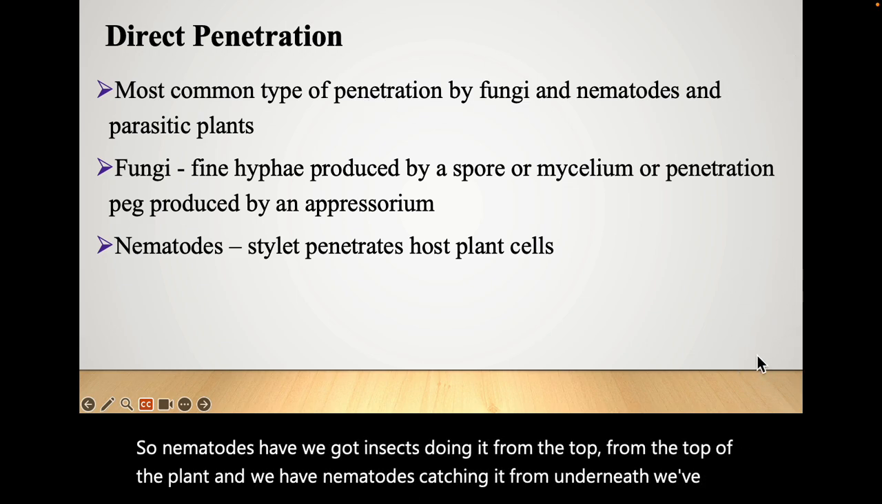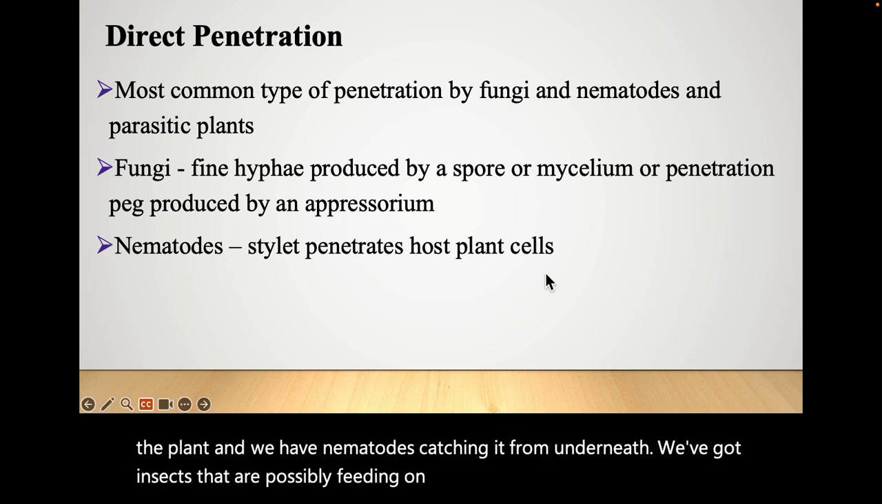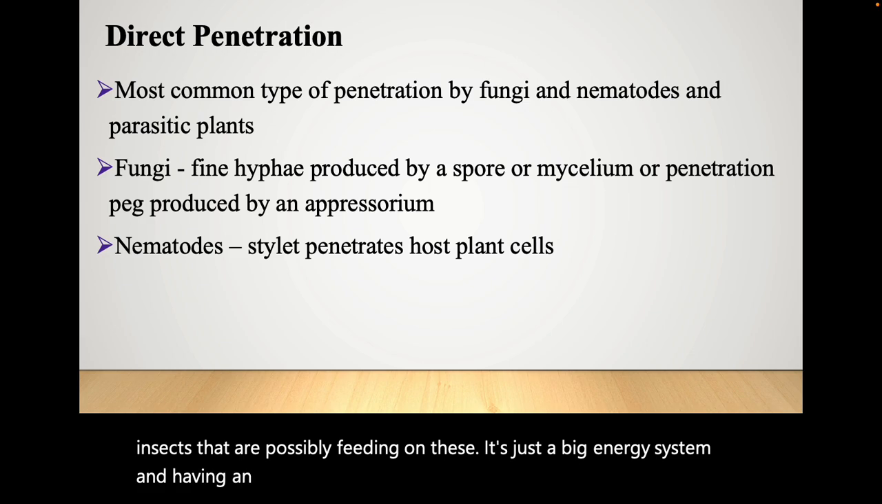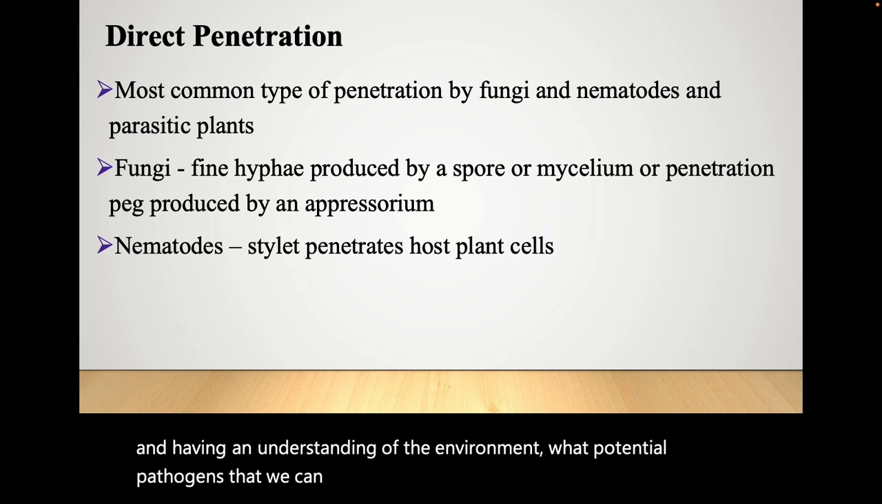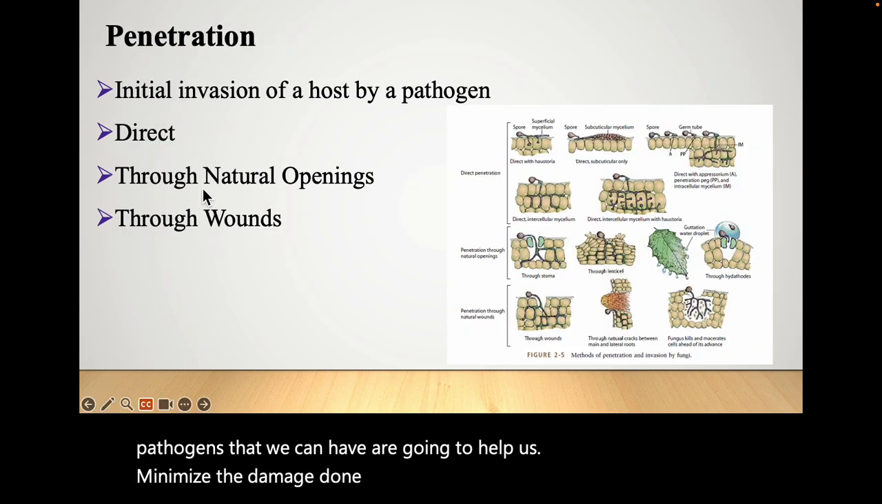We've got insects that are possibly feeding on these. It's just a big energy system, and having an understanding of the environment, what potential pathogens that we can have, are going to help us minimize the damage done by crop pests and disease.